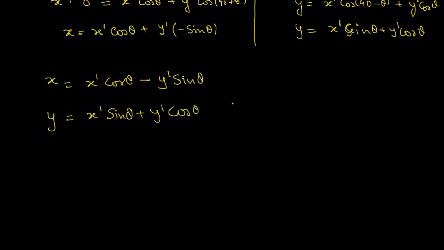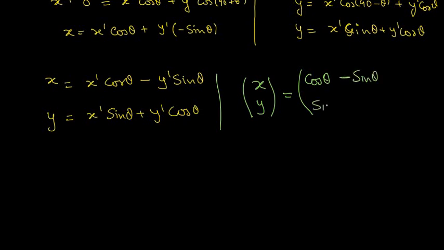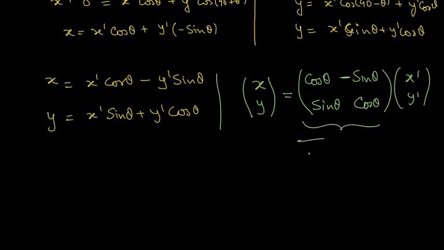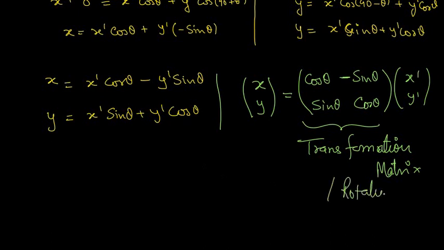So you can write this equation in a compact form in matrix notation as this: x, y is equal to cos theta, minus sine theta, sine theta, cos theta, times x prime, y prime. Okay, so this was the rotation. So this is the transformation matrix, or this is also called the rotation matrix here.